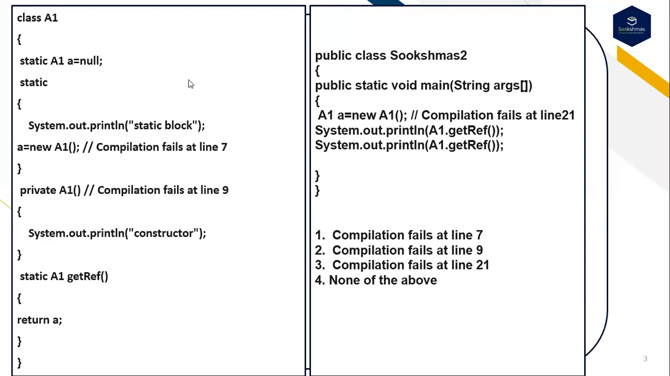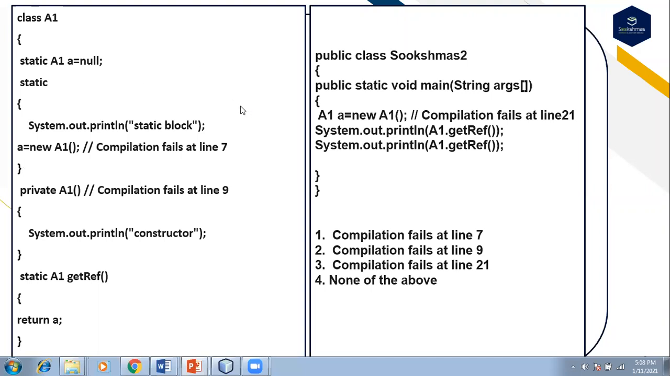And this is the second question on predicting the output of this code: whether the compilation fails at line 7 or line 9, or compilation fails at line 21, or none of the above. These are the options. This code also belongs to the singleton class only, with a different implementation. Here I'm using a static block.